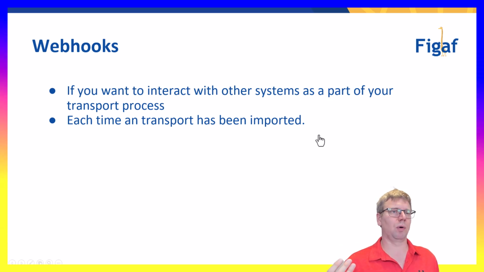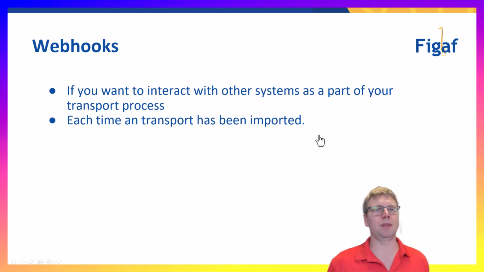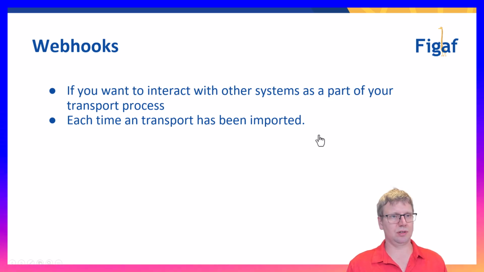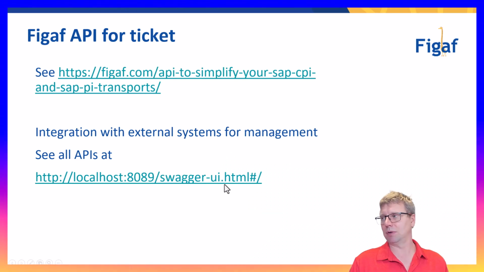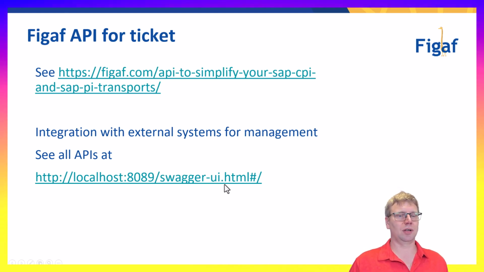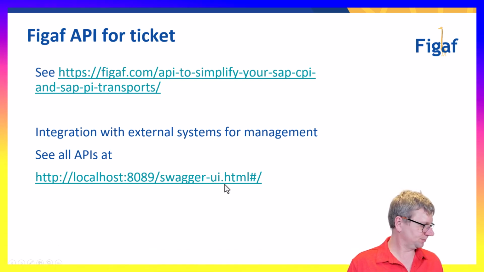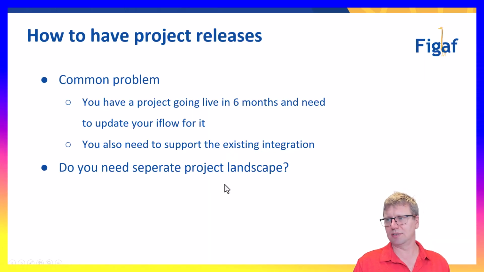Webhooks, this is if you want to inform Figaf that there's a problem going on, or inform your change management tool that a transport has been approved, imported, or is ready for import. Then you can use the webhooks. And the same is for the APIs, where you can use the Swagger UI, HTML, and then you can go in and see all the relevant info about a transport. Okay. Here's the project releasing.